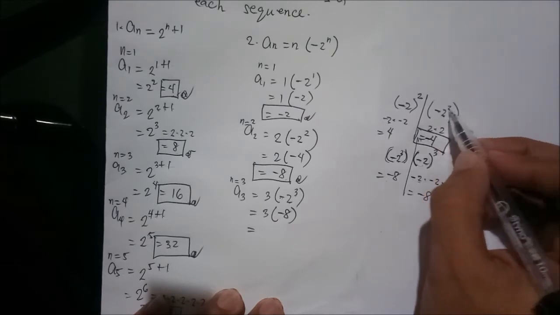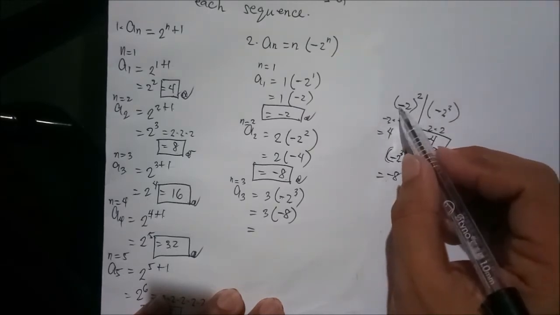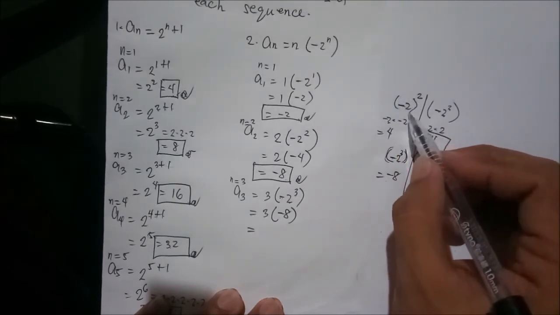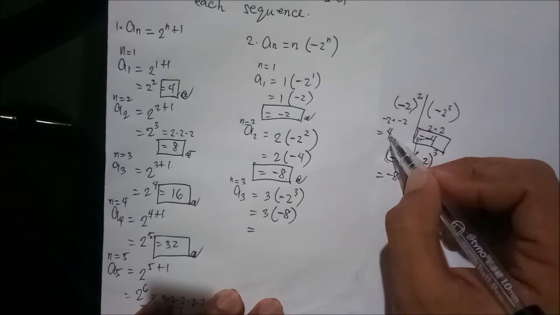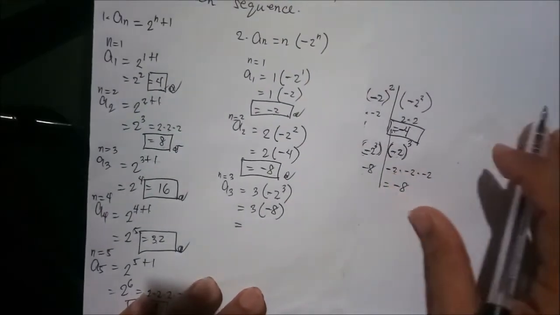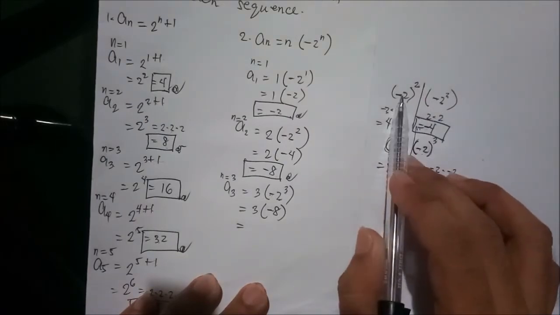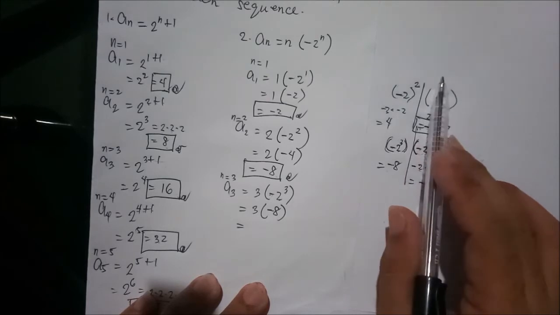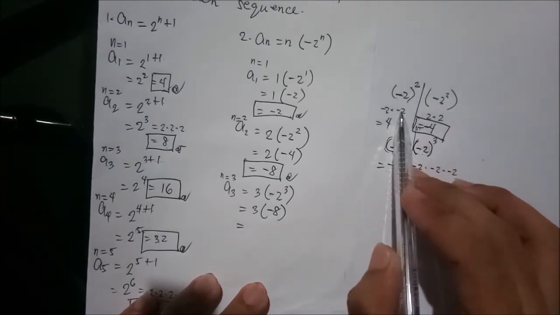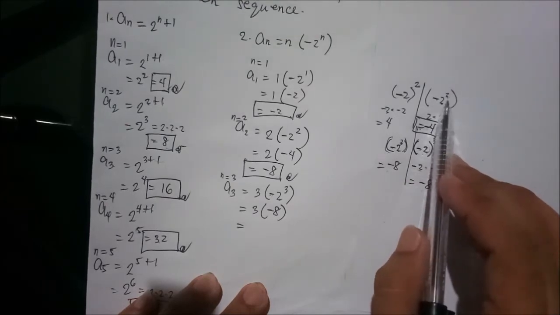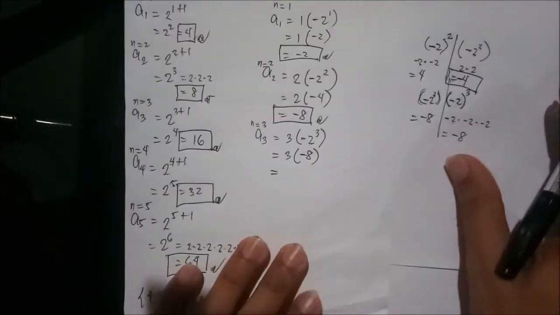Which is negative 2 to the power of 2. But here, (negative 2) with the parentheses, to the power of 2, is equal to positive 4. So that is the difference of the exponents. When the exponent is outside the parentheses, the answer is different from when the exponent is inside the parentheses. Understand? Now proceed.